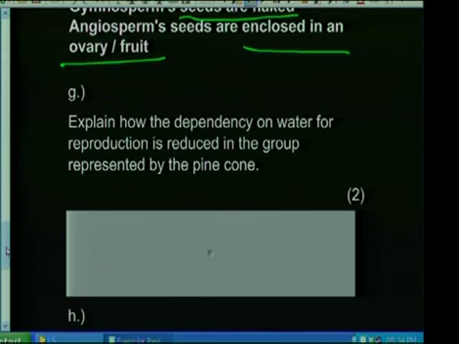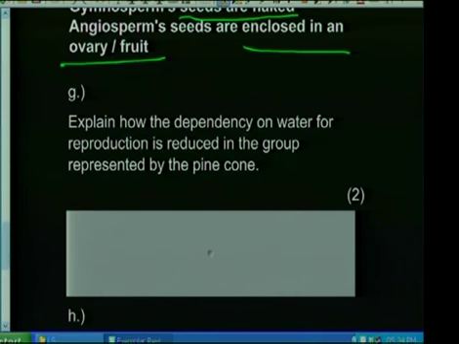Good. Explain how the dependency on water for reproduction is reduced in the group represented by the pine cone. In other words, is the pine less reliant on water for reproduction? And if so, why? But they're telling you that it is in this case. They're telling you, yes, it is. You just have to give the how. And the answer is simple.